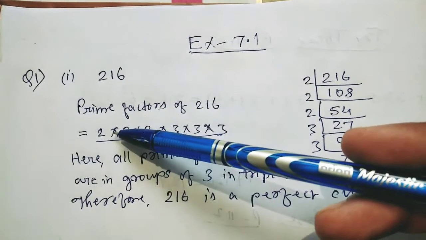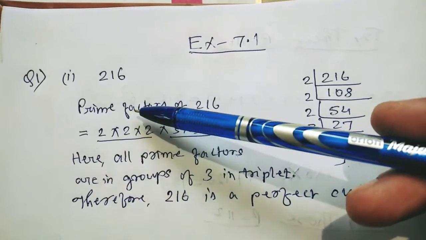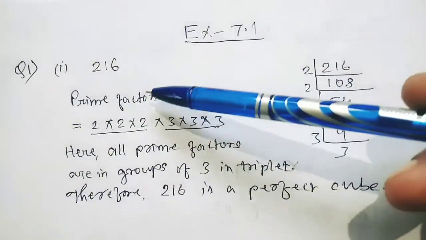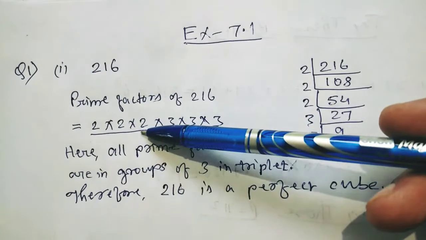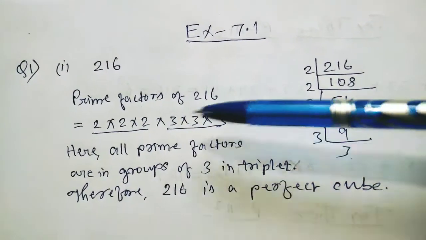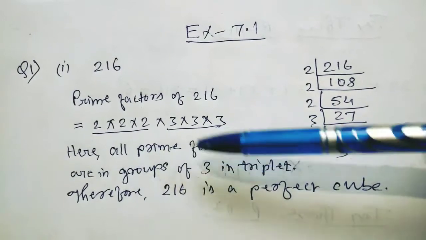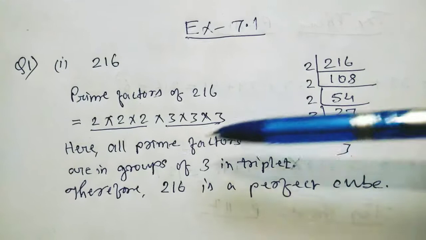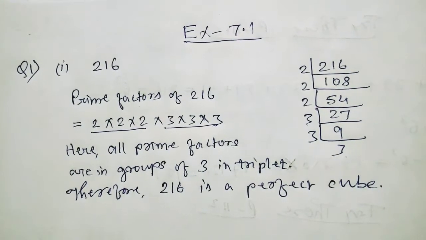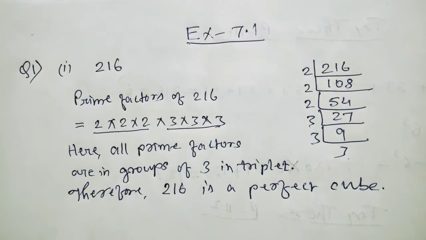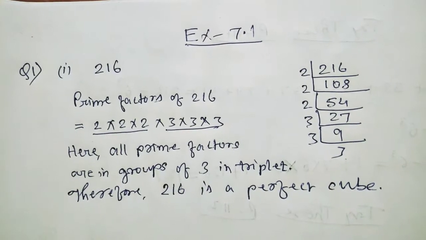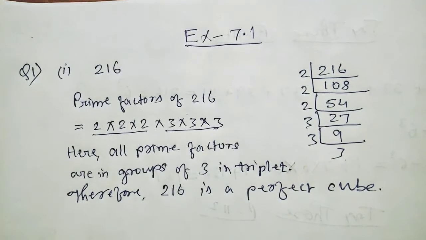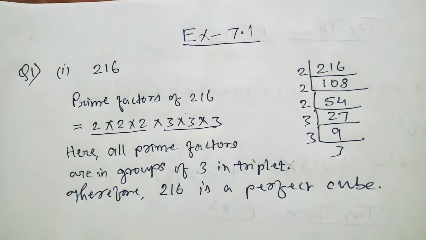Then you have to make groups of 3, because to be a perfect cube the number should be in groups of 3. So here 2 is in a group of 3 and 3 is also in a group of 3. So here all prime factors are in groups of 3. A group of 3 is called a triplet. So therefore 216 is a perfect cube. Okay, so this is very easy. In this way you will check every number. If any number is not coming in a group of 3, that number is not a perfect cube. Okay, let's see another question.